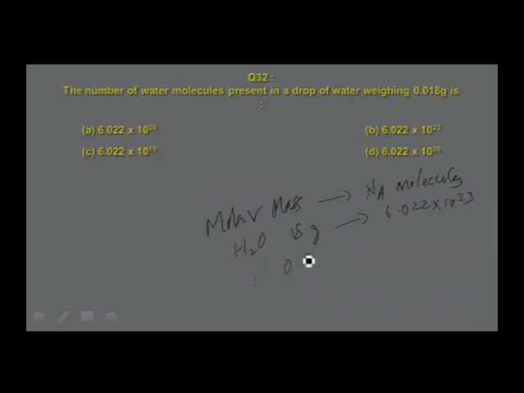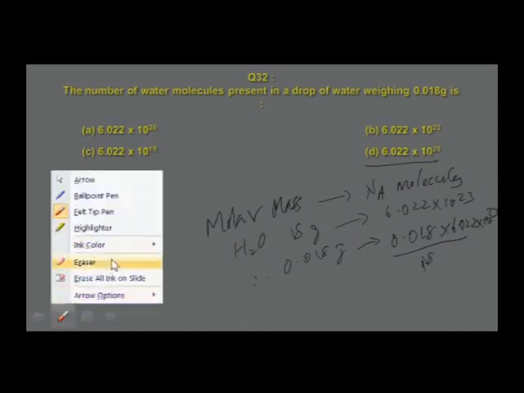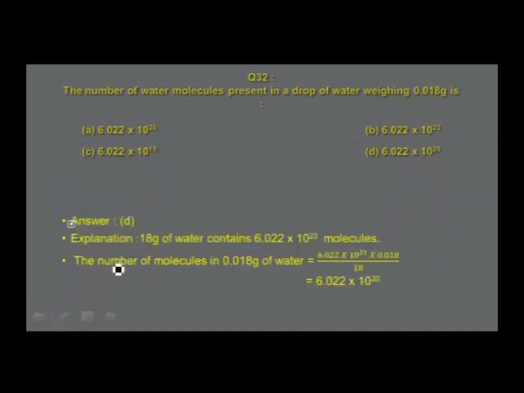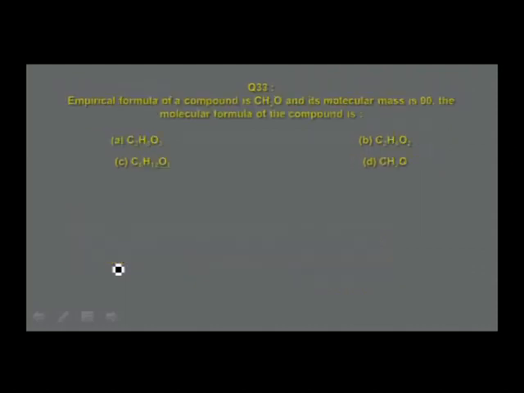Therefore, 0.018 gram contains how many molecules? That is equal to 0.018 into 6.022 into 10 power 23 divided by 18. So, if you simplify, you will get this answer in option D, I believe. Let us verify that. See, answer given is option D, that is 18 grams of water contains 6.022 into 10 power 23 molecules. Therefore, the number of molecules in 0.018 grams of water is equal to 6.022 into 10 power 20.